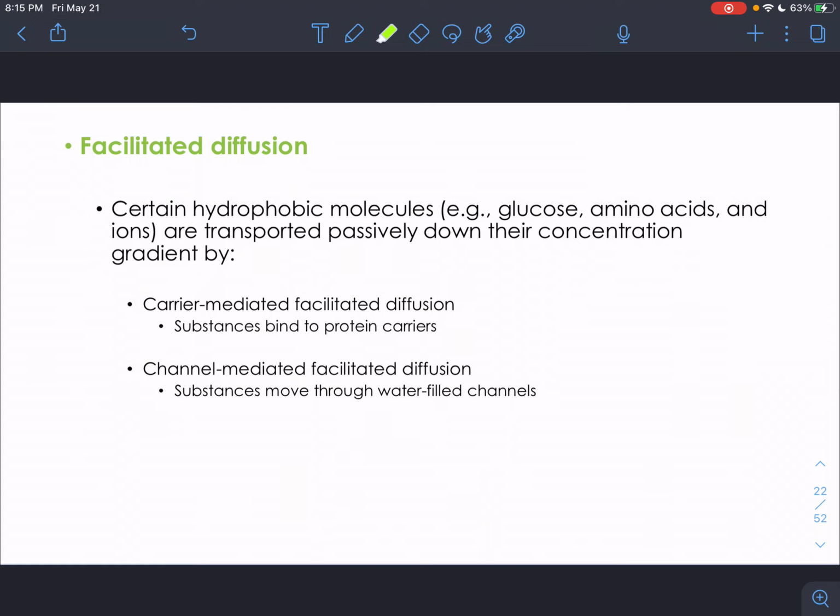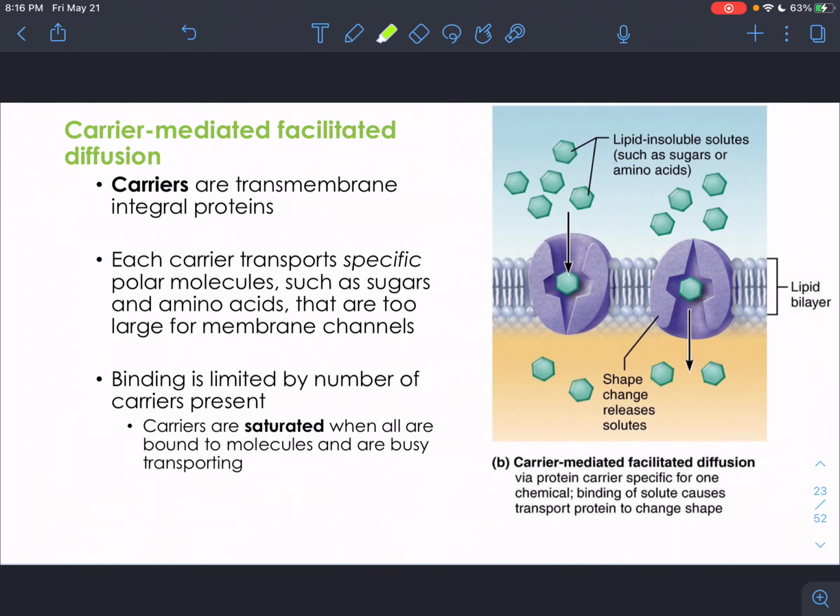Facilitated diffusion is for hydrophobic molecules that are very large, that go passively down their concentration gradient, or polar molecules as well. So we have carrier-mediated facilitated diffusion and channel-mediated facilitated diffusion. I'll tell you what each of those are.